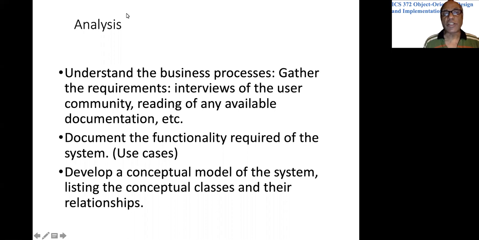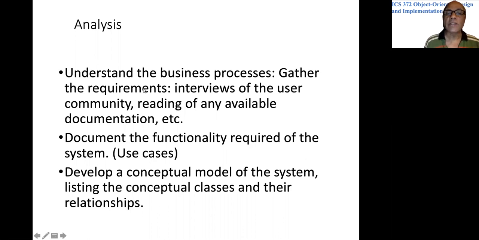So the first stage is analysis. That's what we will study in lectures 5 and 6. Analysis involves understanding the business processes. What does the business do? What are their requirements? We need to interview the user community, read documentation, and maybe even go to their site, maybe work there, meaning do your work, not their work, understanding their requirements, etc.